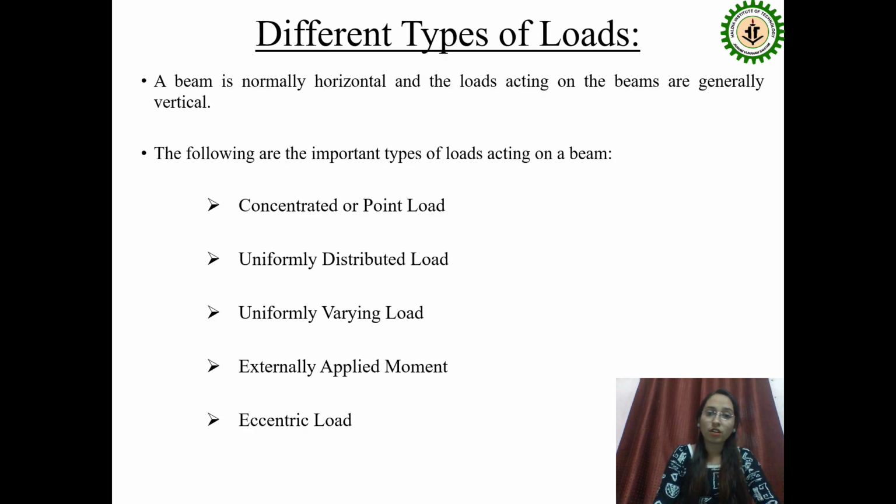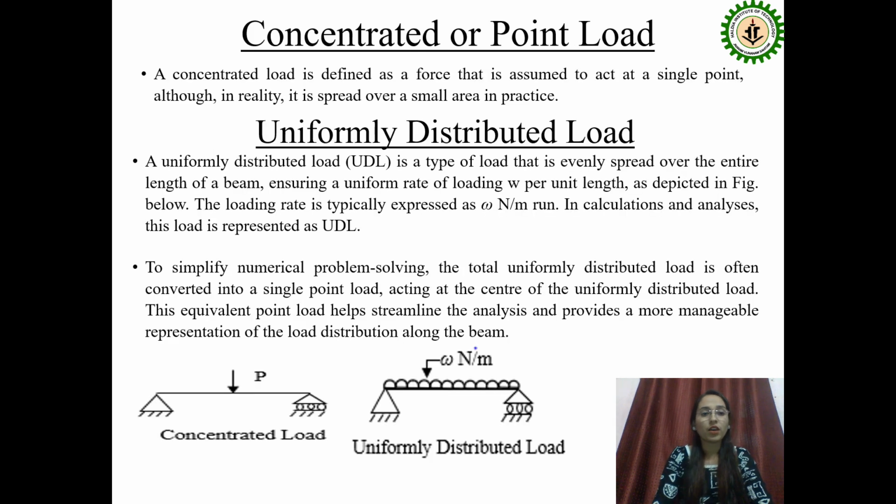Now we have an idea about what the types of beams are. Now what will these beams do? These beams will sustain load. So we need to know what types of loadings there are. Okay. A beam is normally horizontal and the loads acting on the beam are generally vertical. The following are the important types of loads that can act on a beam: concentrated or point load, uniformly distributed load, uniformly varying load, externally applied moment, and also eccentric load. Now let us go to the concentrated or point load.